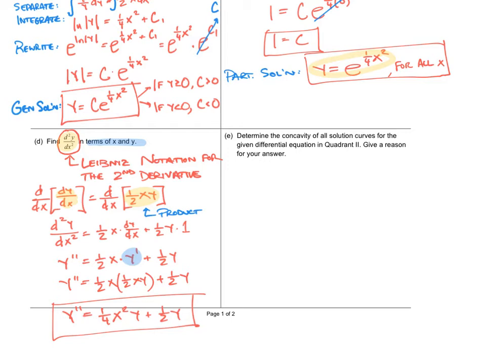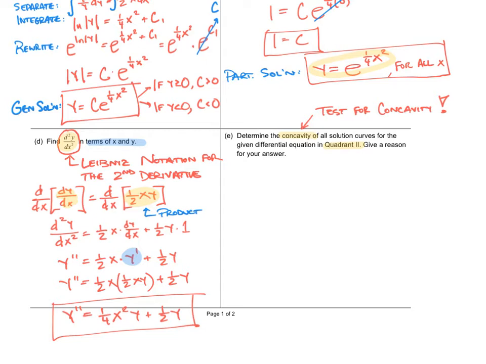Another tricky problem, part E. Let's take a look at what we're asked to do here. Determine the concavity of all solution curves for the differential equation in quadrant 2. Give a reason for your answer. Well, this is something we haven't been asked to do for a while, and we're at that point in the course where we can see questions from any different section of calculus coming at us. So when I see a question about concavity, I'm thinking that we have a test for concavity. And the test for concavity is we analyze the second derivative. We look to see if that second derivative is positive or negative.